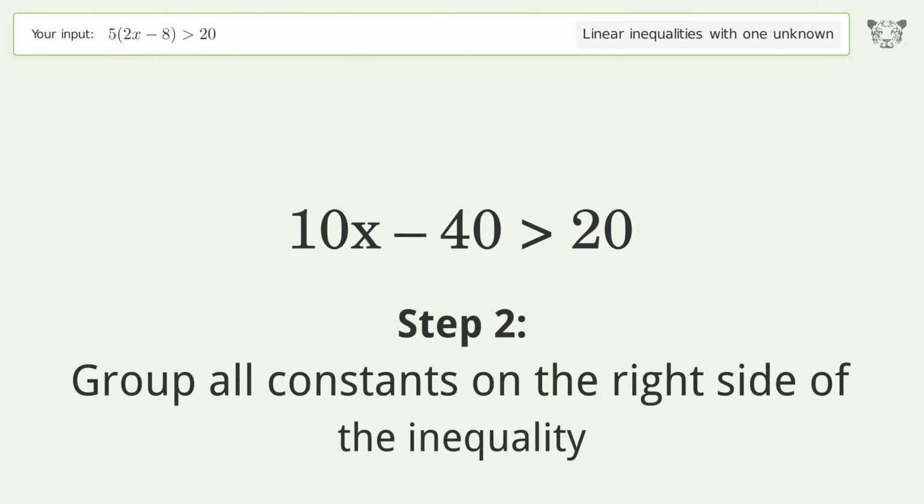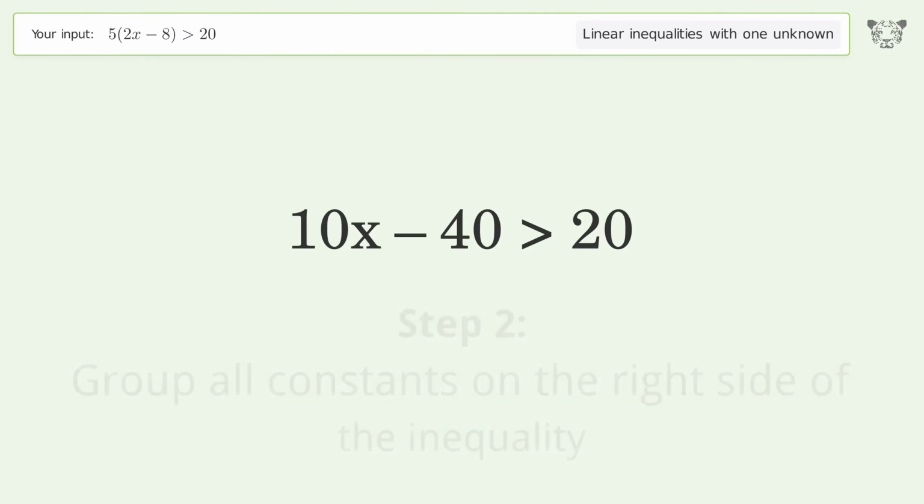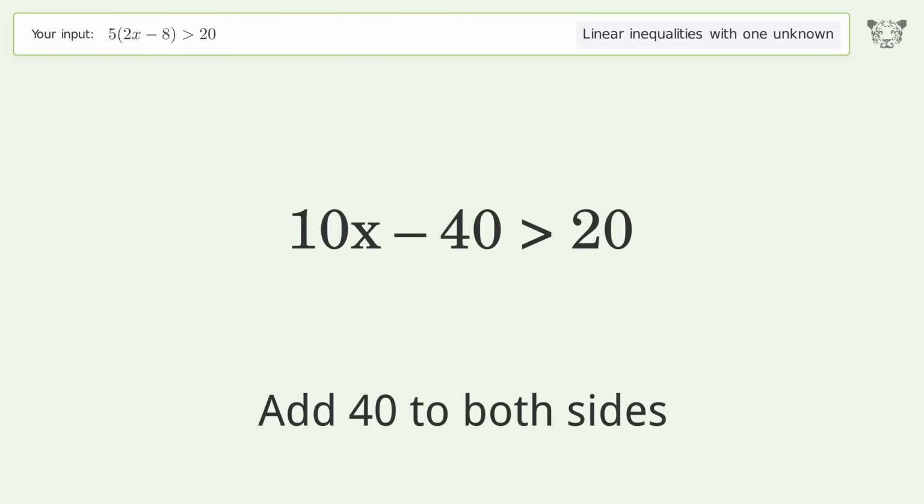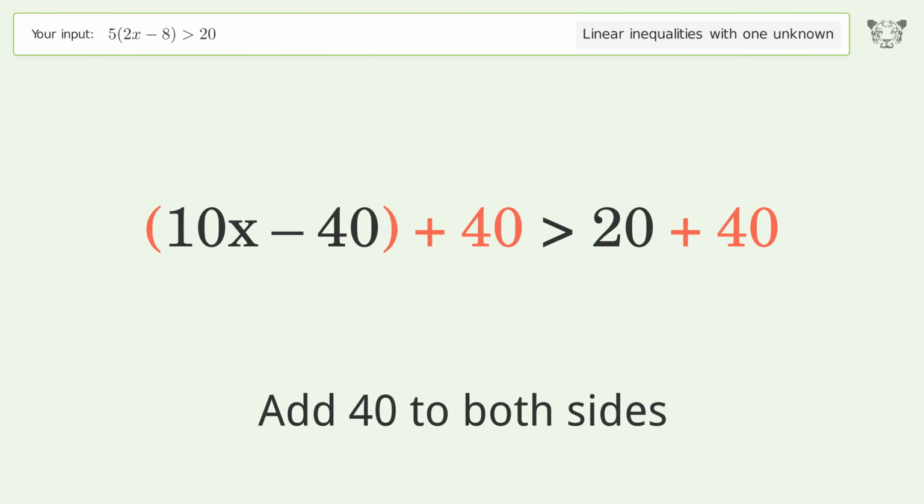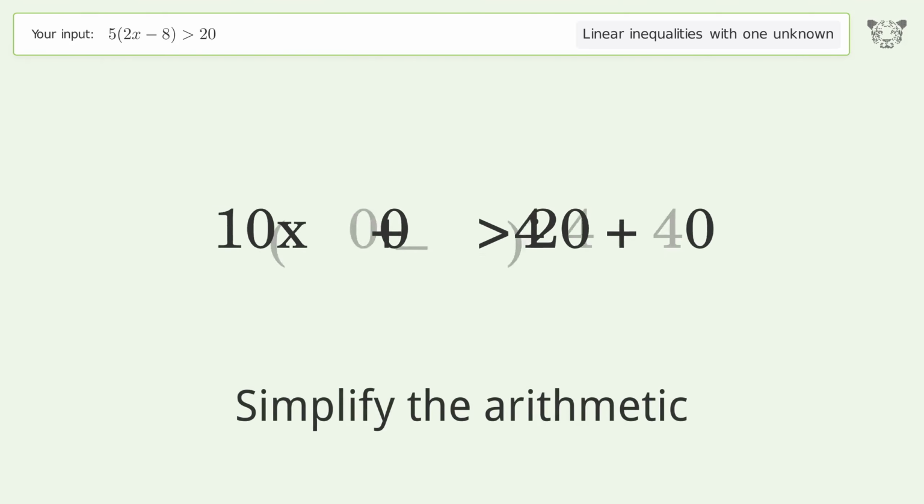Group all constants on the right side of the inequality. Add 40 to both sides. Simplify the arithmetic.